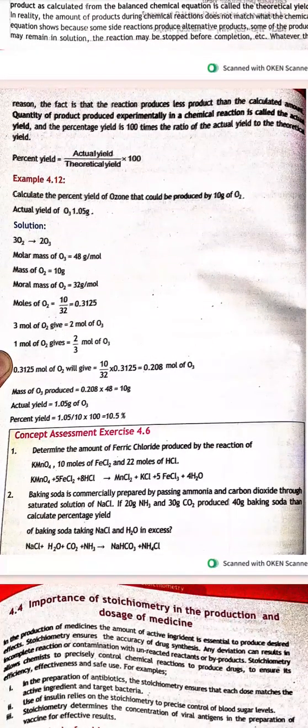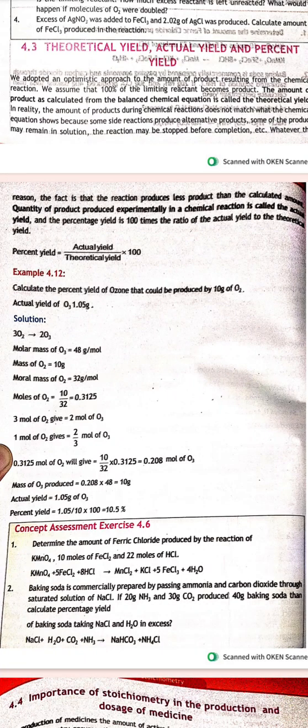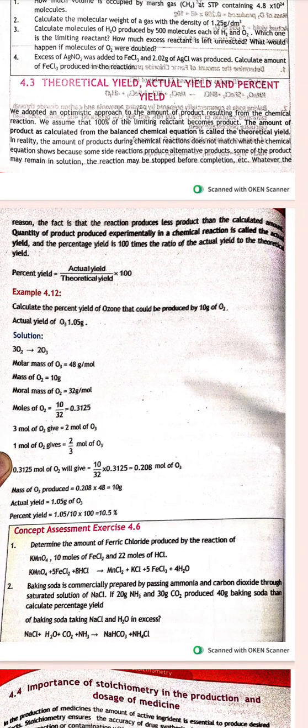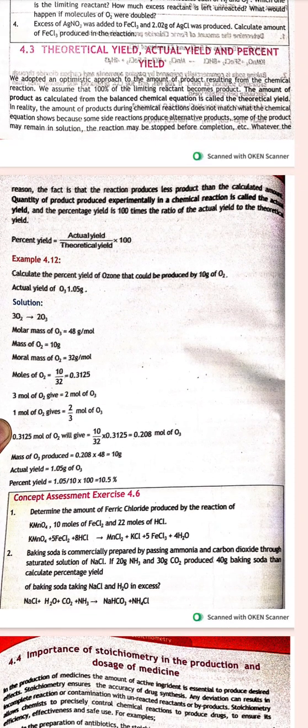Now we have another important and very interesting topic, that is theoretical yield, actual yield and percentage yield. We adopted an optimistic approach to the amount of product resulting from a chemical reaction. We assume that 100% of the limiting reactant becomes product. The amount of product calculated from the balanced chemical equation is the theoretical yield. But the actual amount of product that we practically get from the reaction is the actual yield.